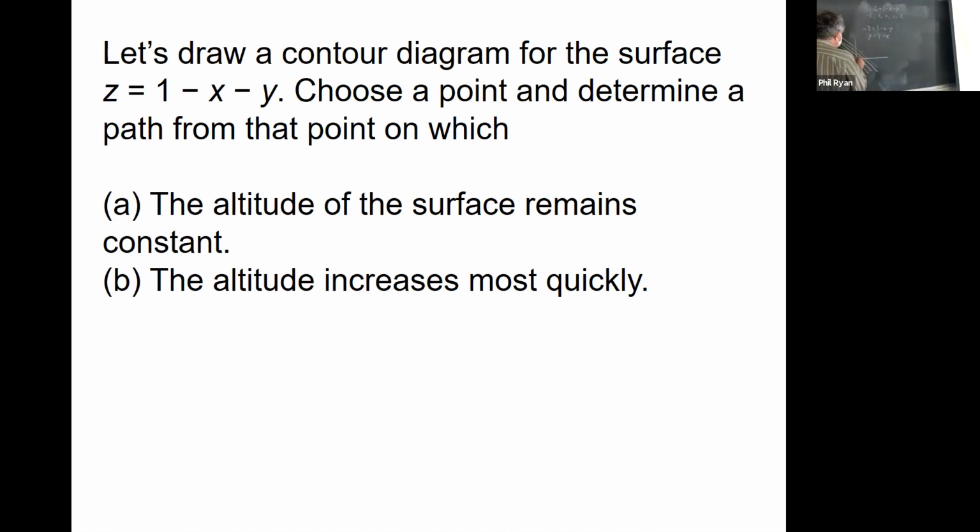Okay, if we start on here, let's put an ant on here. In what direction should they go so that the altitude remains constant? They just have to stick to this line, right? So they have to go either northwest or southeast to remain constant. In which direction does the altitude increase most quickly? Yeah, going in this direction.